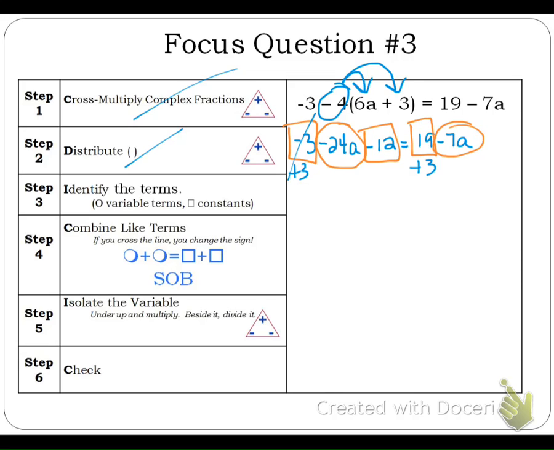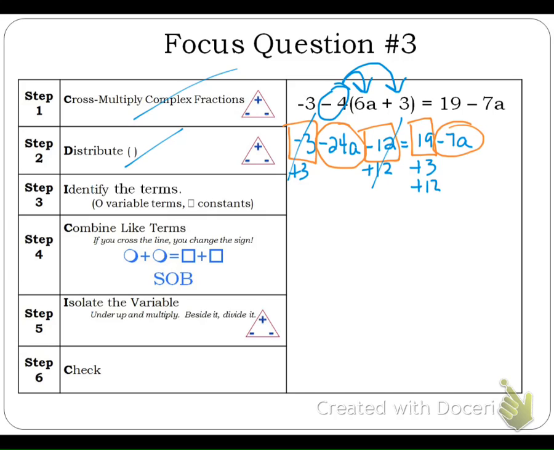The negative 24a is going to stay because it's a variable term. I want that variable on the left-hand side. The negative 12 is a constant. I do not want it on the left-hand side, so I need to write a positive 12. And I'm going to write the positive 12 on the other side underneath the other constant.